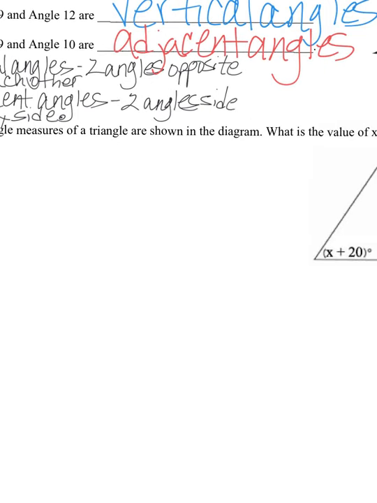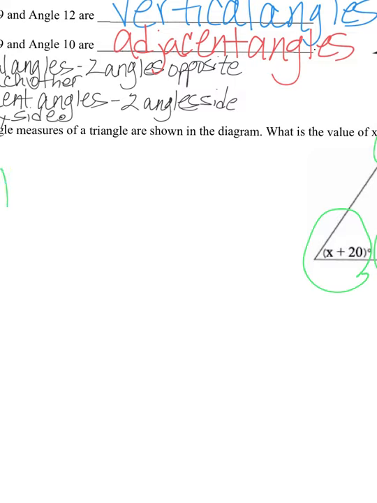Number 4, the angle measures of a triangle are shown in the diagram. What is the value of x? We need to know that all angles of a triangle add up to 180 degrees. So you can put 60 degrees added to x plus 20 degrees and 2x plus 25 degrees equal to 180.